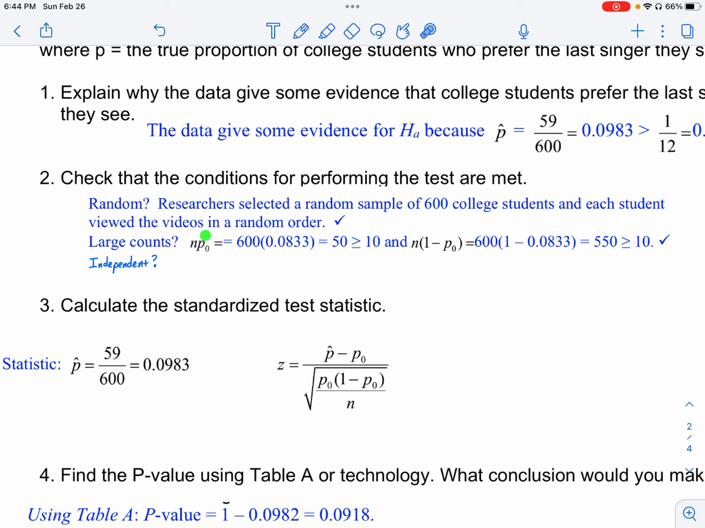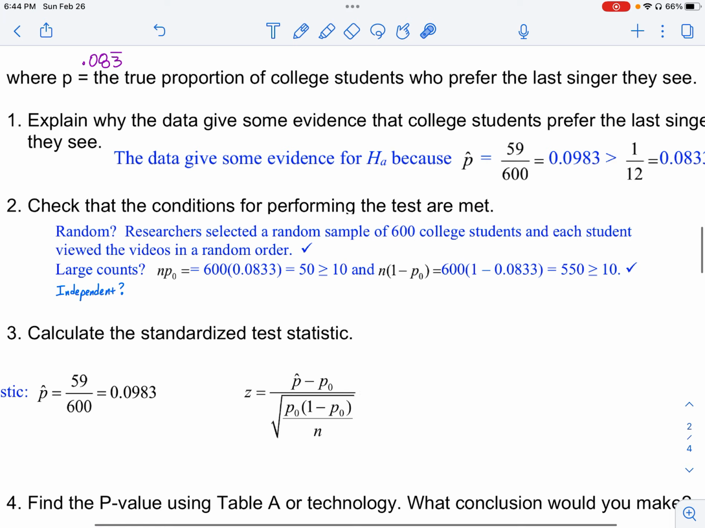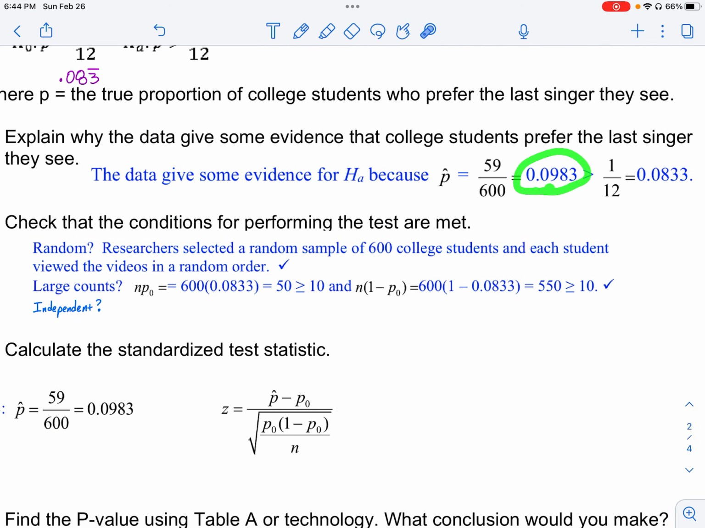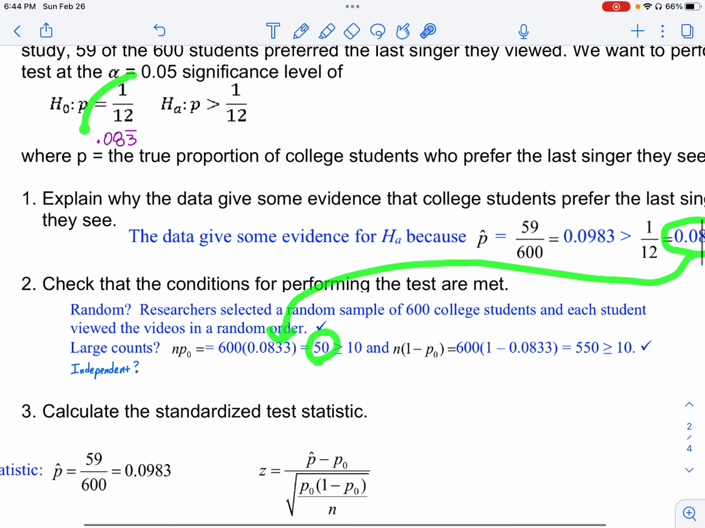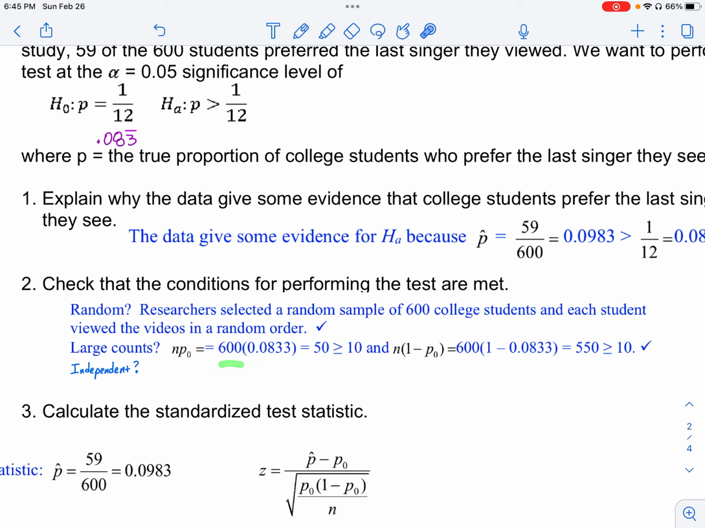But notice, what p are we using? We are not using p-hat. We're not using this, okay? We are using the p, the parameter that we think is true. In other words, this 50 is what we expect based on the null hypothesis. The null hypothesis is 0.083, okay? So when you do 600, your sample size, that's n, times the null probability, you get 50. So it's not actually 59.